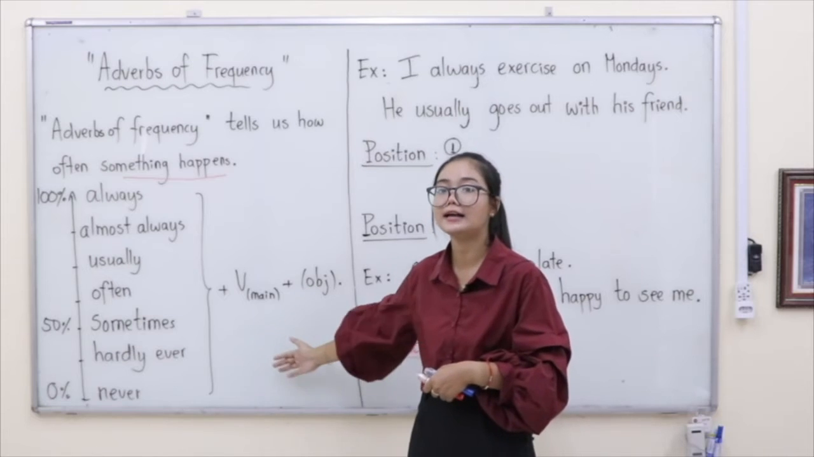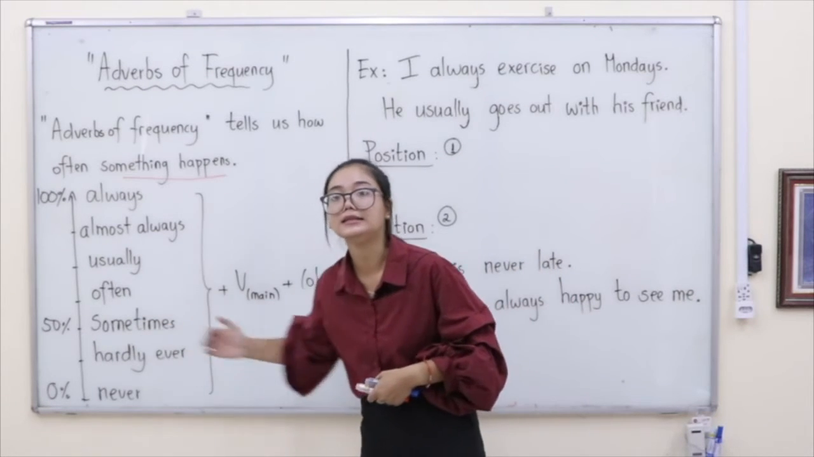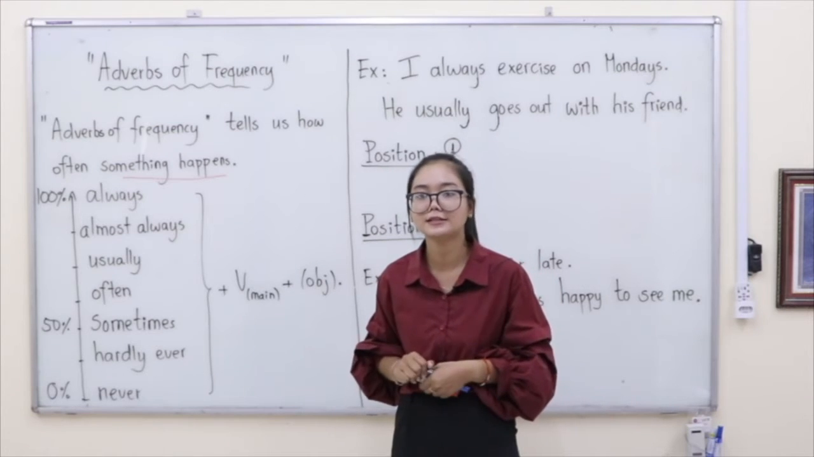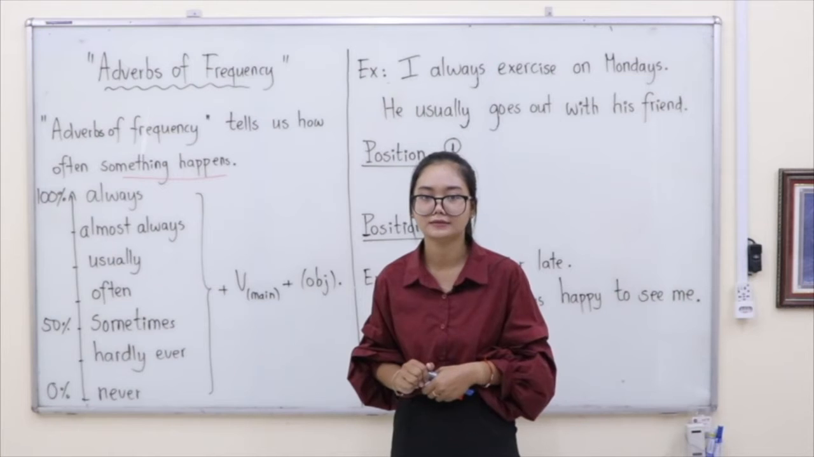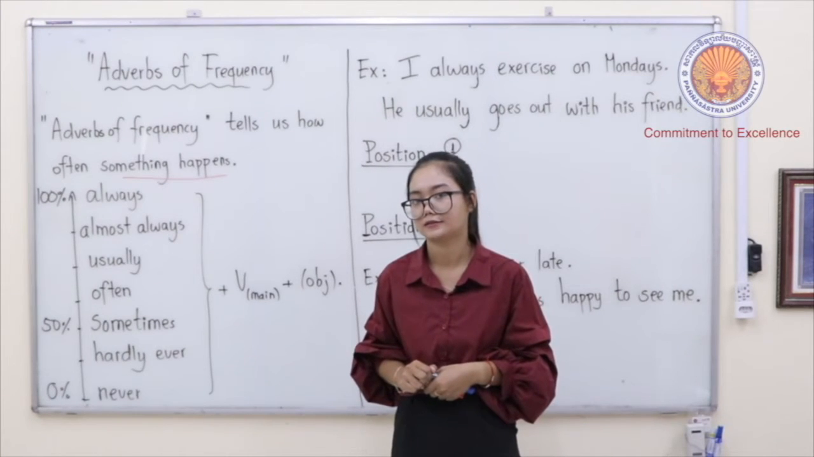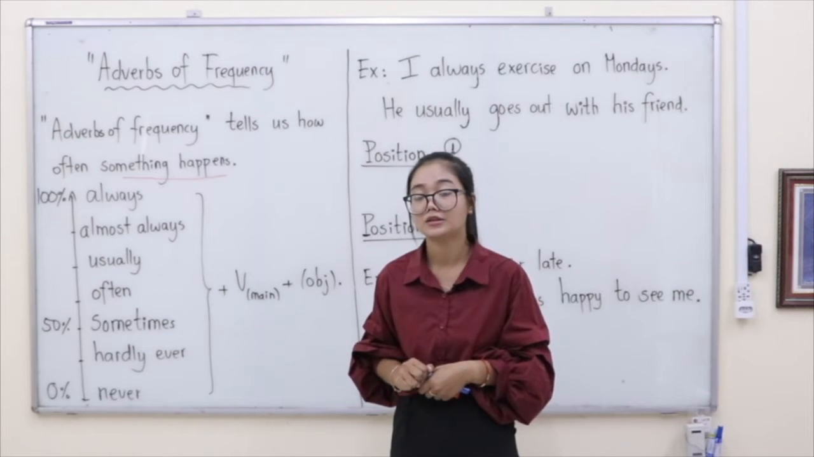Let's move to the last adverb of frequency, never. As you can see, it is 0% of the time. So it refers to an action that does not happen. I never have soup for breakfast. I never go out with my friends. So they are all actions that do not happen.